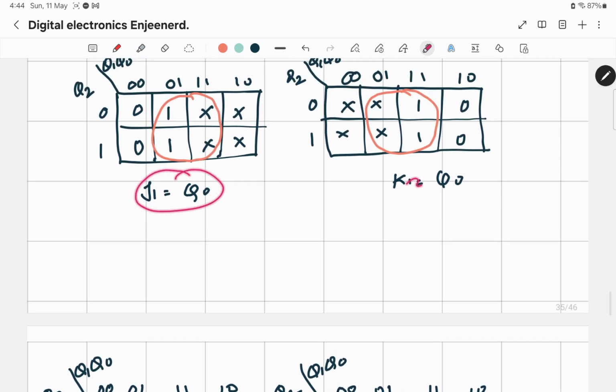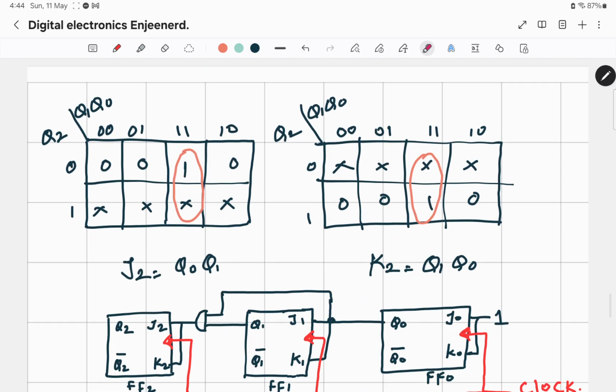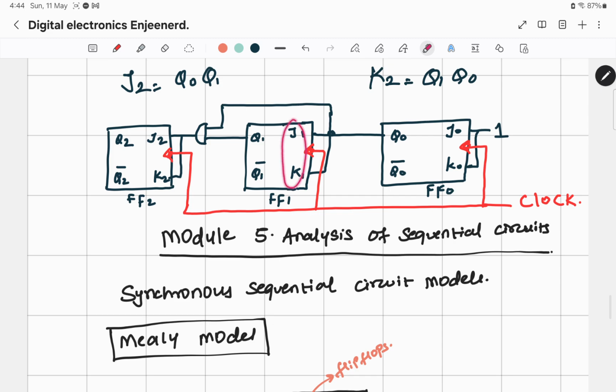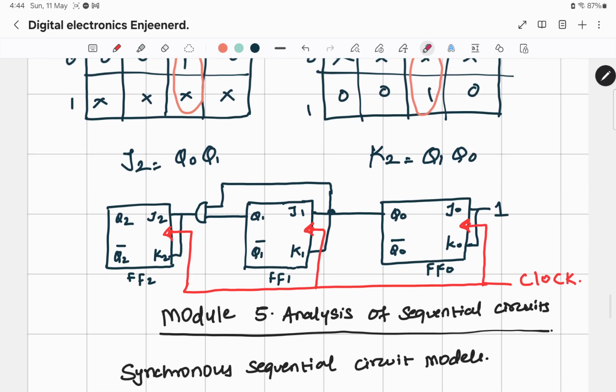Okay, then I have J1 and K1, which is Q0. So I have J1 and K1 both coming from Q0. Okay, so the second is also done. And the third one is J2 and K2 equal to Q1 into Q0. So J2 and K2 both equal, I have an AND gate here. What am I multiplying in the AND gate? I am multiplying Q0 and I am multiplying Q1 from here. So this becomes my J2, K2.